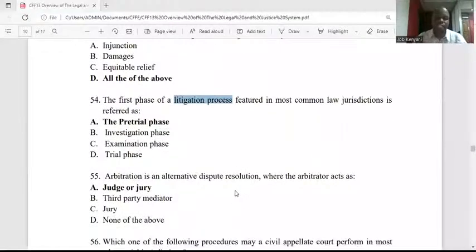So the next one is talking about the litigation process. Question 54: the first phase of the litigation process featured in most common law jurisdictions is referred to as the pretrial phase, the investigation phase, or the examination phase? So the answer there was pretrial phase.